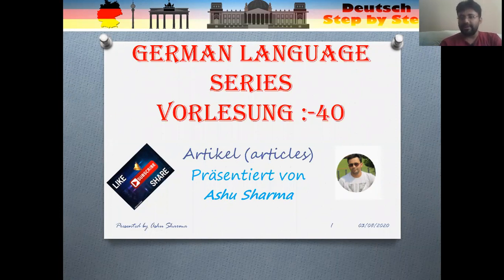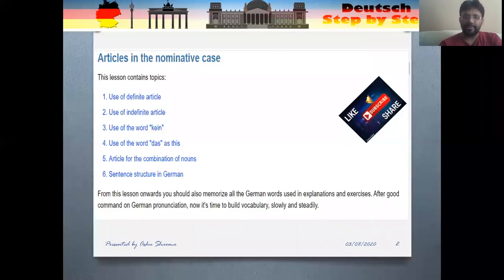Today we will see some other rules of articles in German. Let us move to the next slide. In this, we have to cover the use of definite articles, the use of the word kein, the use of the word das, and articles for the combinations of nouns and sentence structure in German. So from this lesson onwards, you should also memorize all the German words used in explanations and exercises. After good command of German pronunciation, now it's time to build vocabulary slowly and steadily.